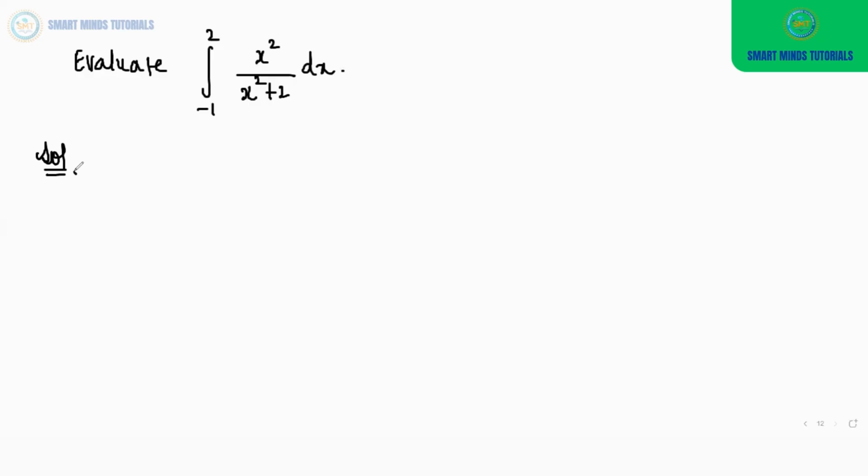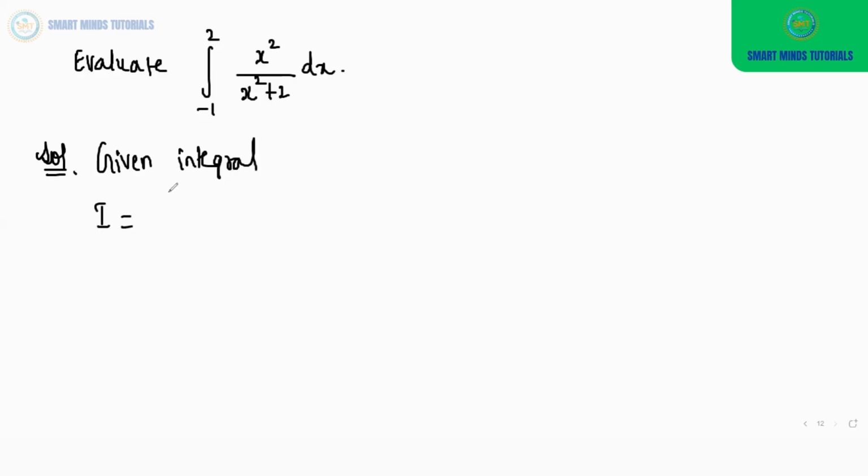We don't have any direct formula for integral x square by x square plus 2, or there is no chance that we can separate them. We can separate them if two terms are in the numerator and one term is in the denominator. But here one term is in the numerator and two terms are in the denominator. So separating is also not possible here. So what I will do over here is, first you write down the given integral.